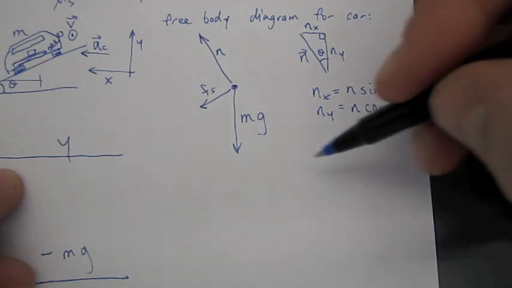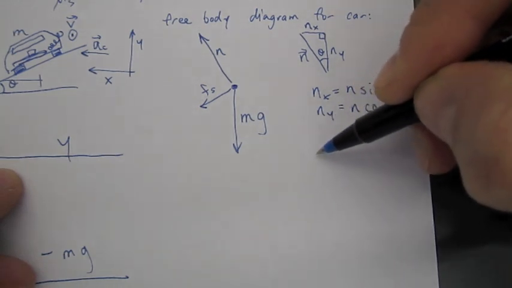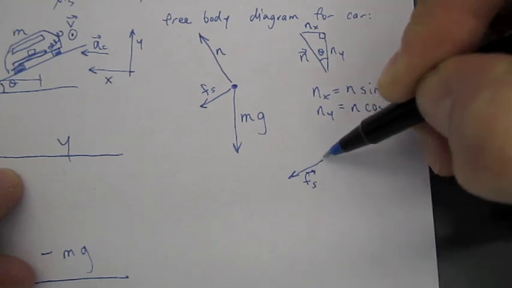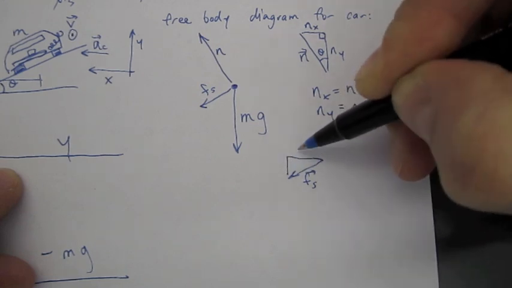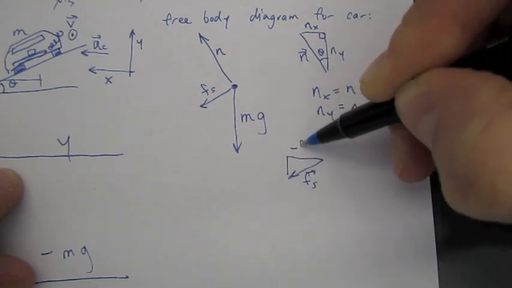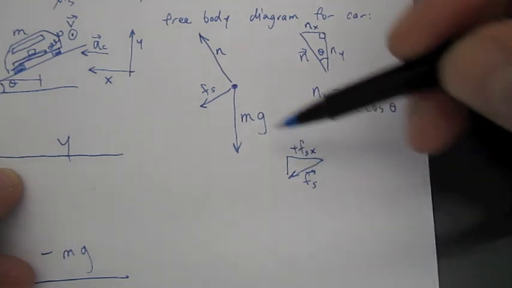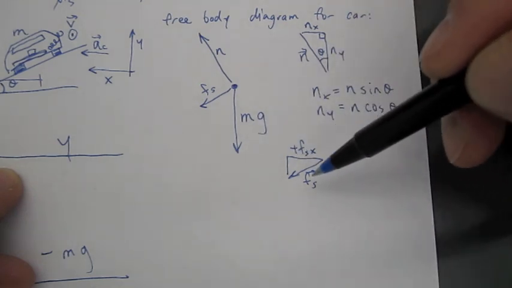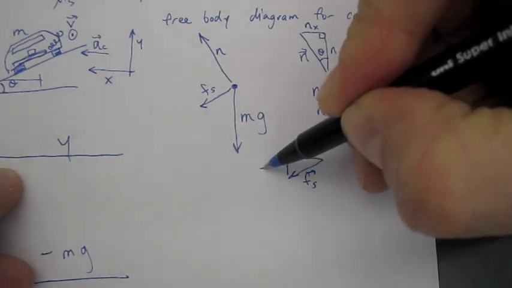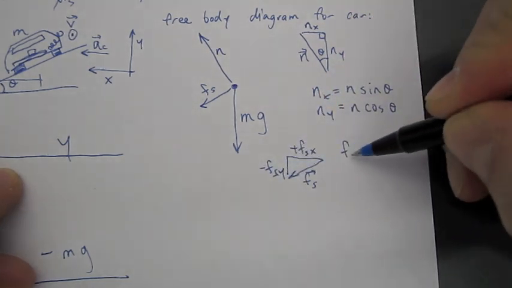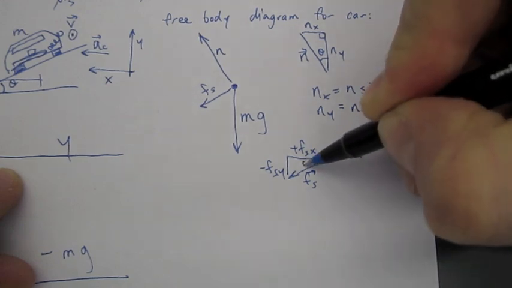Similarly, we should be careful to look at the static friction force. Here's F sub s, and here is our little triangle. Here is going to be negative f sub s and the x, no, positive. Right, sorry, I chose x towards the left, so that's positive, and then this is negative. F sub s y is in the down direction. So f sub s x, and here's theta right here.